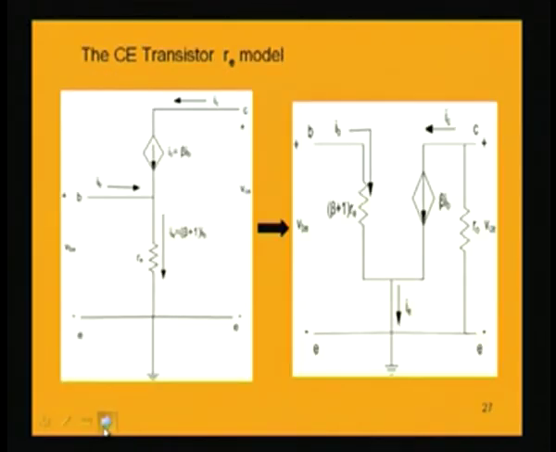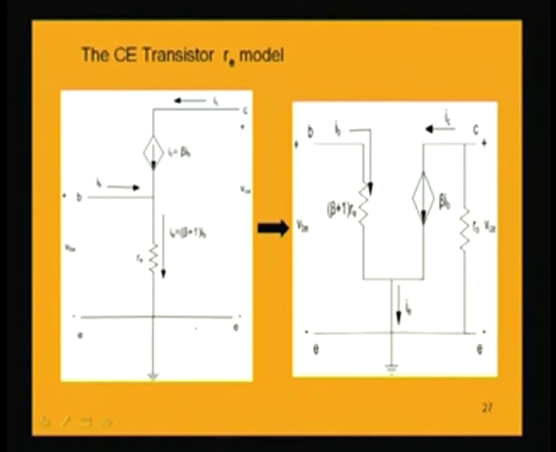So, now equivalently we can draw this circuit. This circuit will be having this resistance RE, and the current through this resistance is not IB, you have to keep in mind, this current is beta plus 1 times IB, that is the emitter current. And the input current is IB, the output current is the collector current, which is represented by this current source.